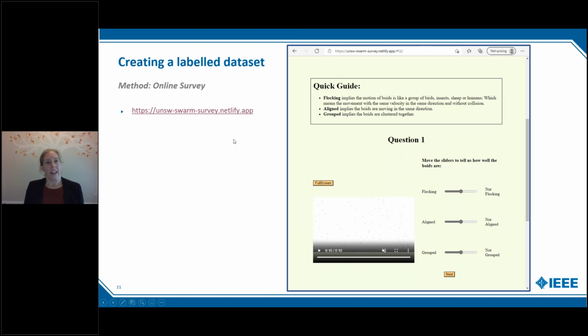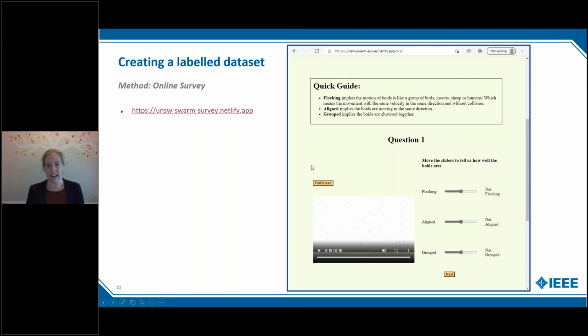So supervised learning: how can we train a machine to recognize collective motion in the same way that a human does? What we thought we could do is start with a survey. First, we wanted to understand exactly how humans recognize collective motion. So this particular survey is still available online and you can go and have a look at it if you're interested. Essentially, once you click through all of the front matter and the permissions and so on, you come to a screen that looks like this.